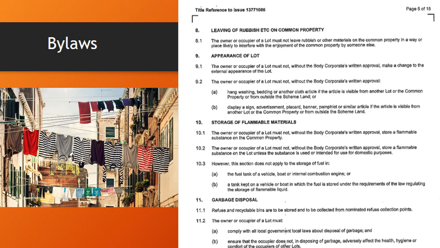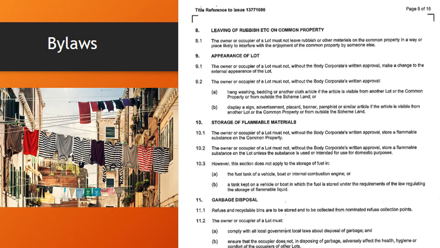The owner or occupier of a lot must not, without approval, let the clothes be visible. So you can't even hang clothing out there. Or display a sign or advertisement. So what you see here is that they're controlling the way in which you use the lot within the general community living of that scheme.